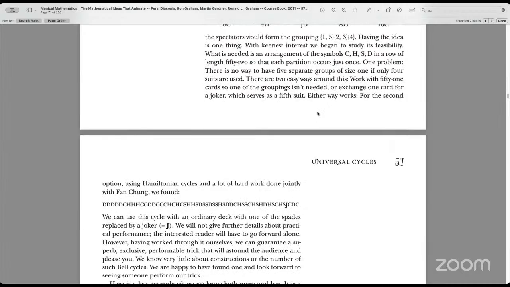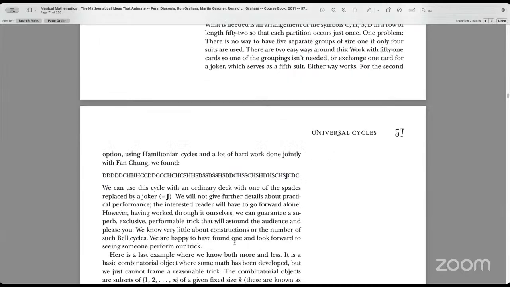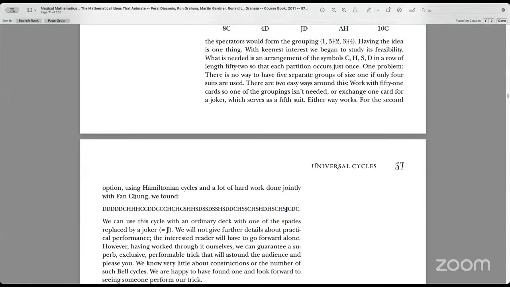Yeah, so they say that using Hamiltonian cycles and a lot of hard work, we came up with this sequence, and they replace one of the spades with a joker. And at this point, they say you're on your own from here. So the work that you have to do from here is actually turning this color pattern into a concrete sequence. And the reason I said what I did was very lazy was that I had cards from 4 different decks.